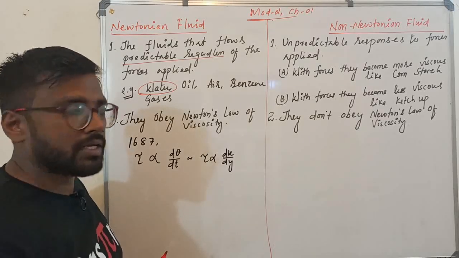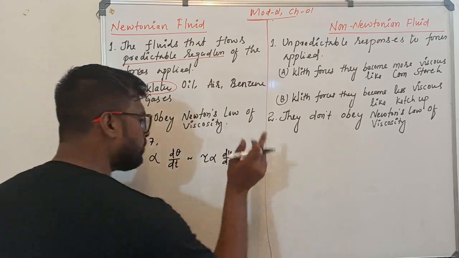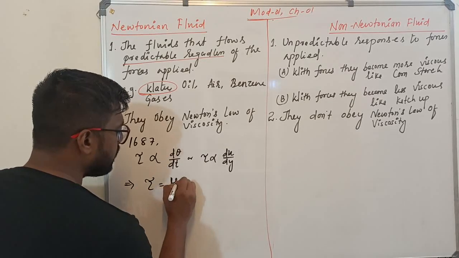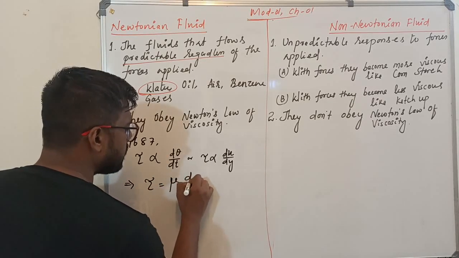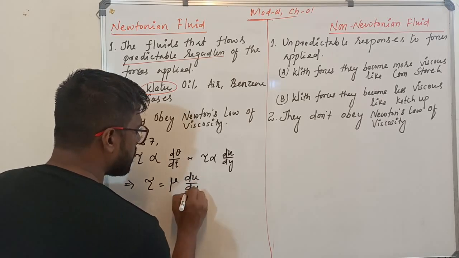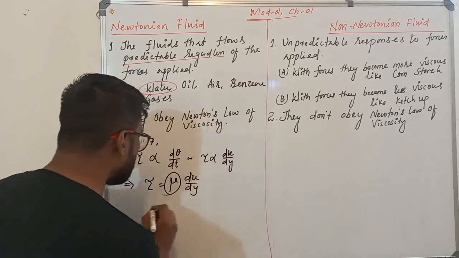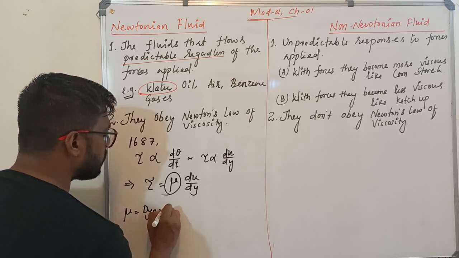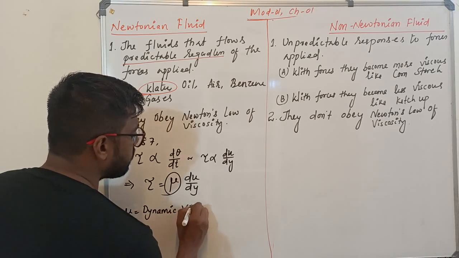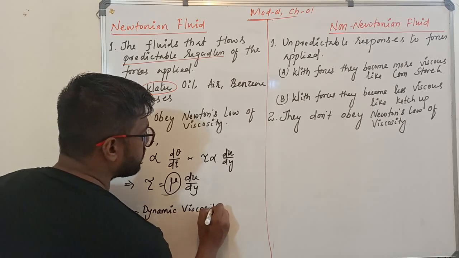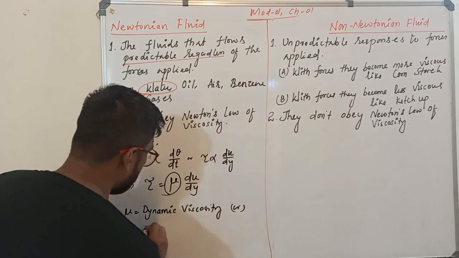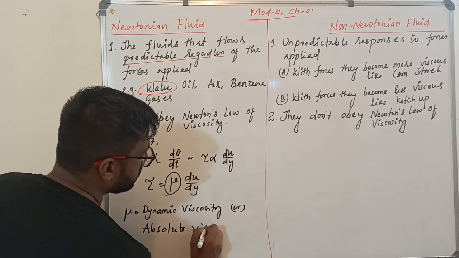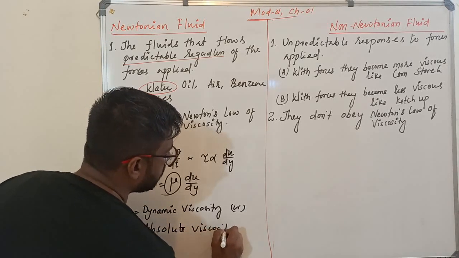Is that understood? Very good. After that, we removed the proportionality symbol and inserted a constant. What do we call this constant? We called it dynamic viscosity, or we also called it absolute viscosity.